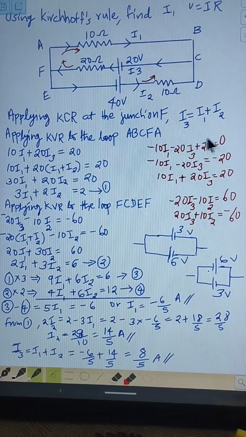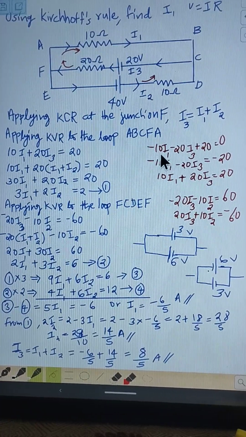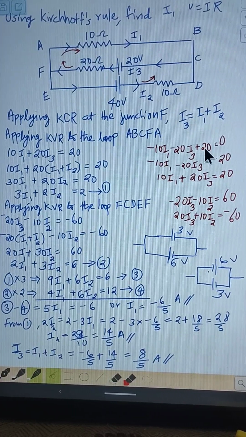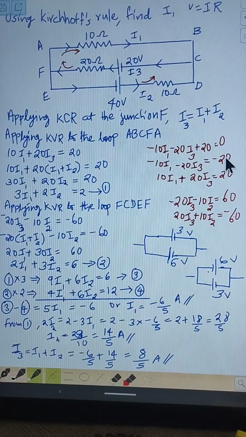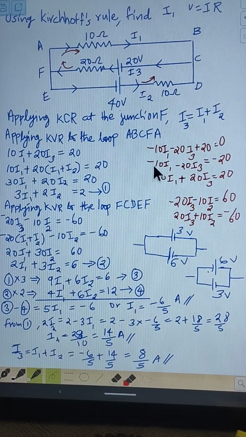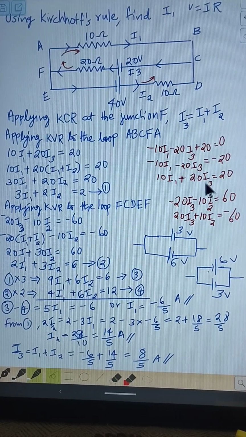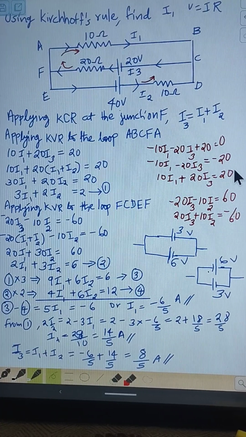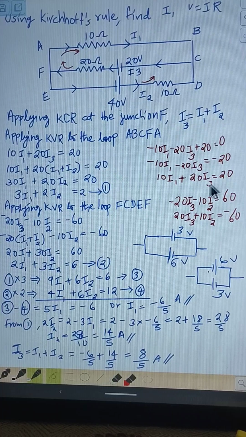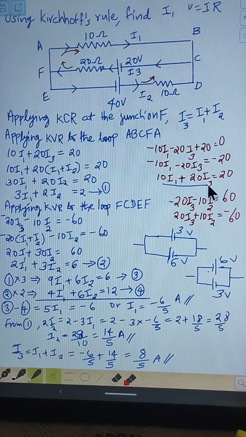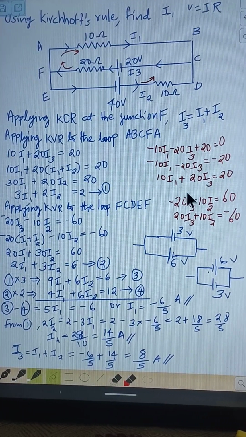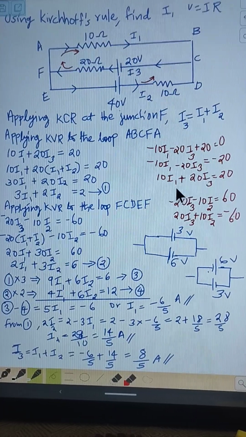Then we have all the potentials. According to Kirchhoff's voltage rule, the sum of potentials in a closed loop is equal to 0. Then taking 20 to the other side, the negative sign is eliminated, and we get 10 I1 plus 20 I3 is equal to 20. So what is the meaning of this statement? On this side we have 20, the EMF of that cell. And this side, 10 I1 plus 20 I3, is the algebraic sum of potentials in that loop.